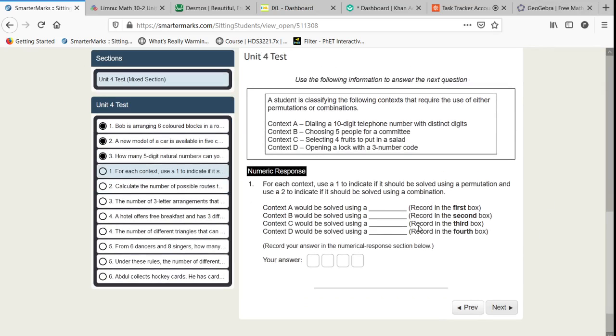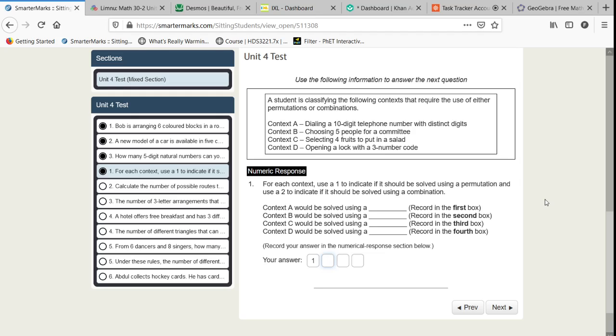All right, so this one. Another classifications problem. So dialing a 10-digit phone number with distinct digits. So yeah, order matters. There's a huge difference between phoning 191 and phoning 911. Exactly my example. Okay. All right, so now, we've got a couple solutions in the chat here.